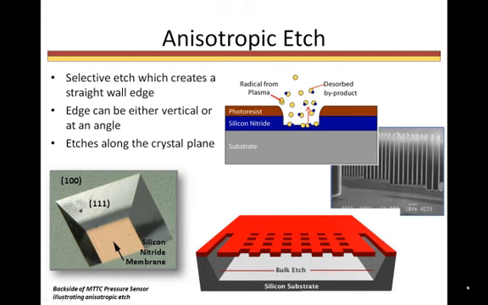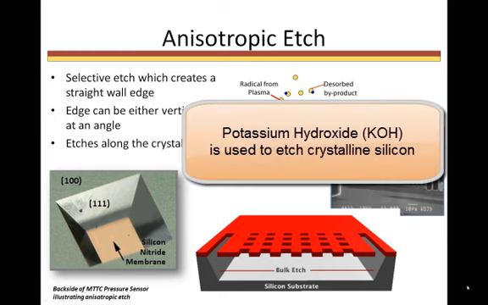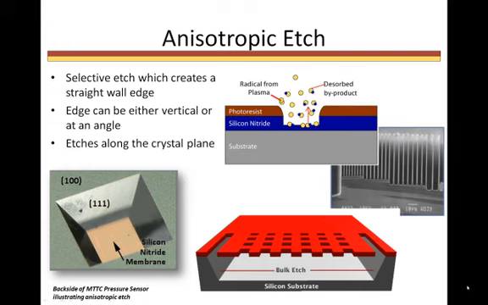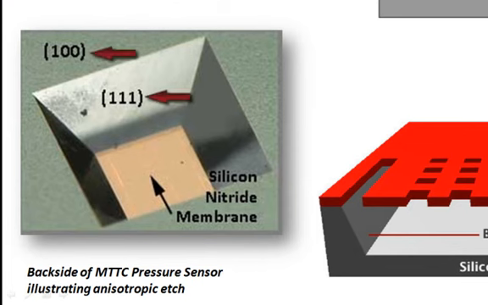Now that you know the basic wet etch processes, let's talk about specific types of wet etches. A specific type of wet etch process uses potassium hydroxide, or KOH, to etch crystalline silicon. This etch results in an anisotropic etch profile, or what is referred to as straight wall profile. The KOH etches the silicon along a specific crystal plane of the silicon. In this figure, notice the straightness of the angled edges of the bulk etch compared to the curved edges of the isotropic etch that you saw previously.